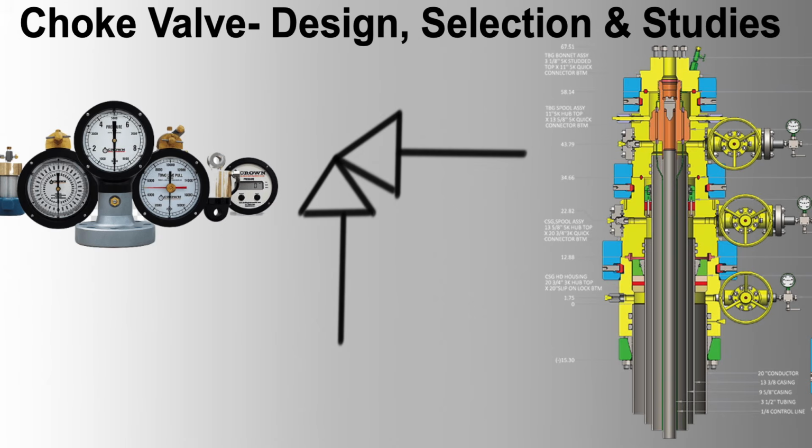Materials of construction. 1. Body and bonnet. Carbon steel, suitable for non-corrosive environments. Stainless steel offers good corrosion resistance, suitable for mildly corrosive fluids. Inconel and Hastelloy: high corrosion resistance, ideal for sour service and highly corrosive fluids.